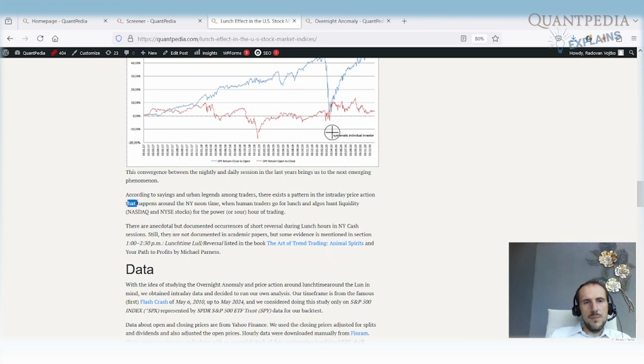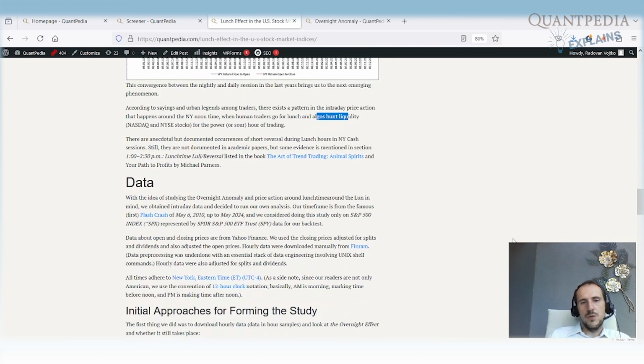And that pattern happens around the New York noon time. So the human traders go for lunch and there are only algos left in the market, or not so much human. So during this hour, there should be some pattern. So the question is, what is the pattern?